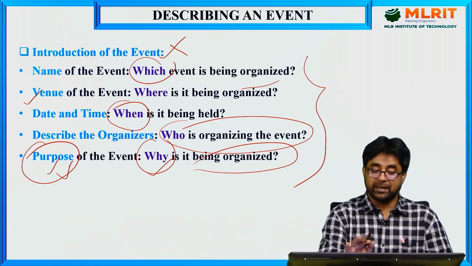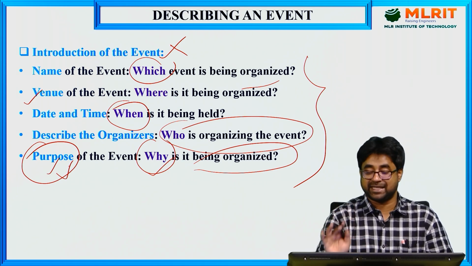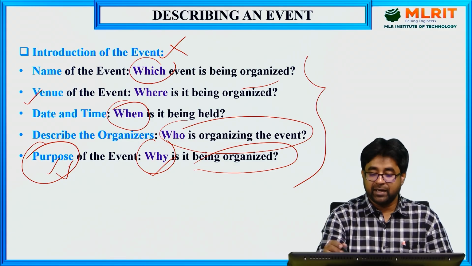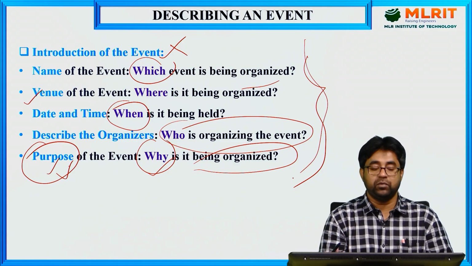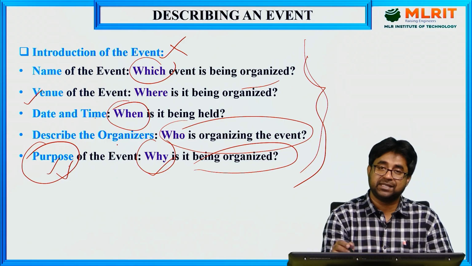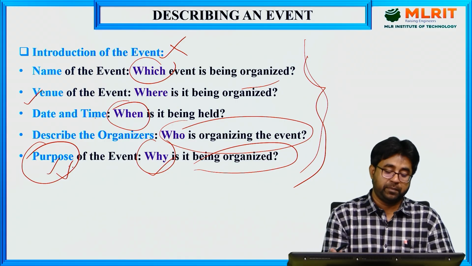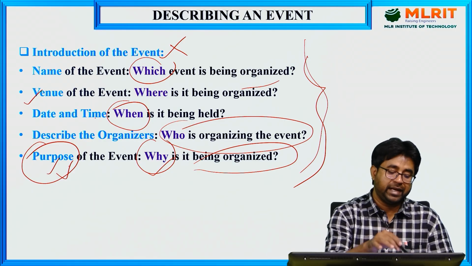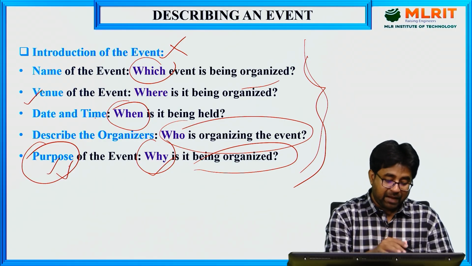So please remember, this is the first segment of describing an event. Whenever you start describing an event, these are the things that you should include first: name, venue, date and time, describe the organizers, who are the organizers, and then purpose. Fine. You can maintain the same sequence also: name, venue, date, organizers, purpose.